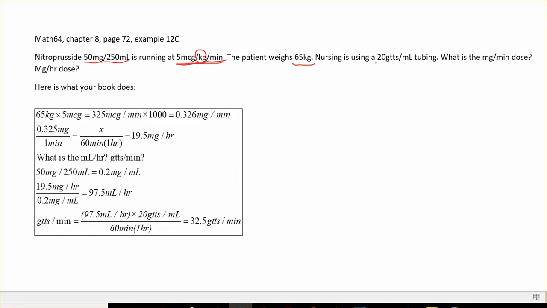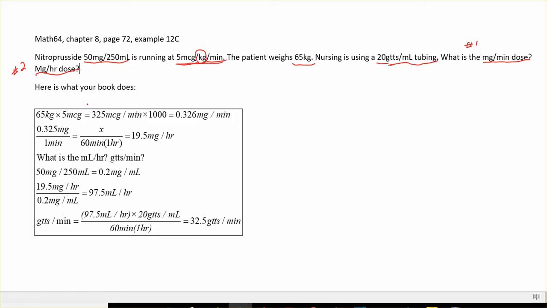So the nurse is using a type of tubing that's 20 drops, I should say, per milliliter. So here's the first question. This is question number 1. What's the milligram per minimum dose? And then question number 2 over here. Number 2 is, what is that in terms of hours?